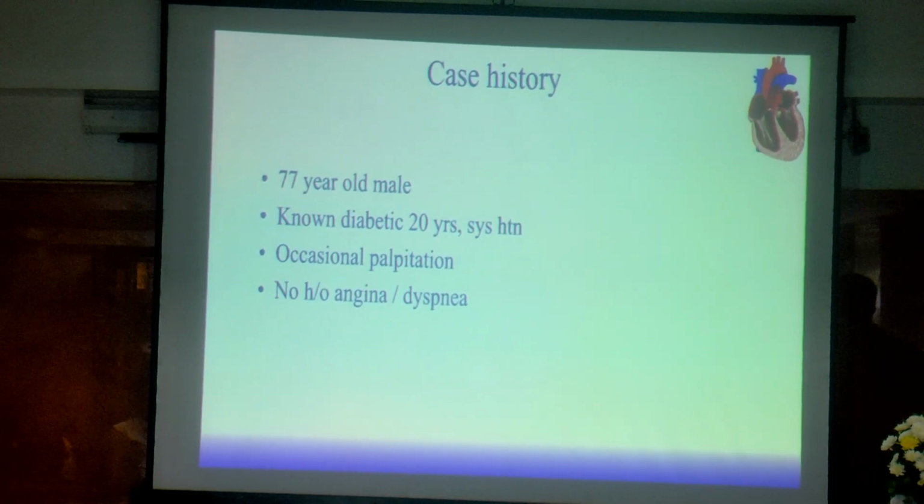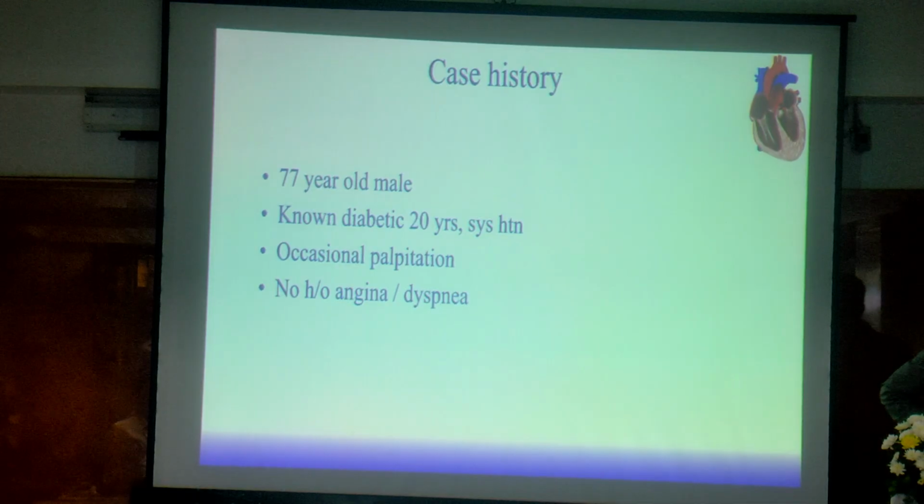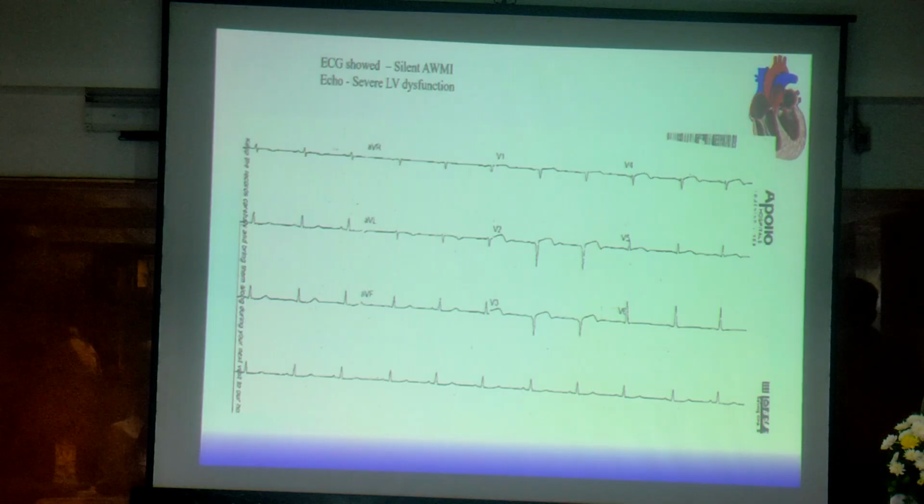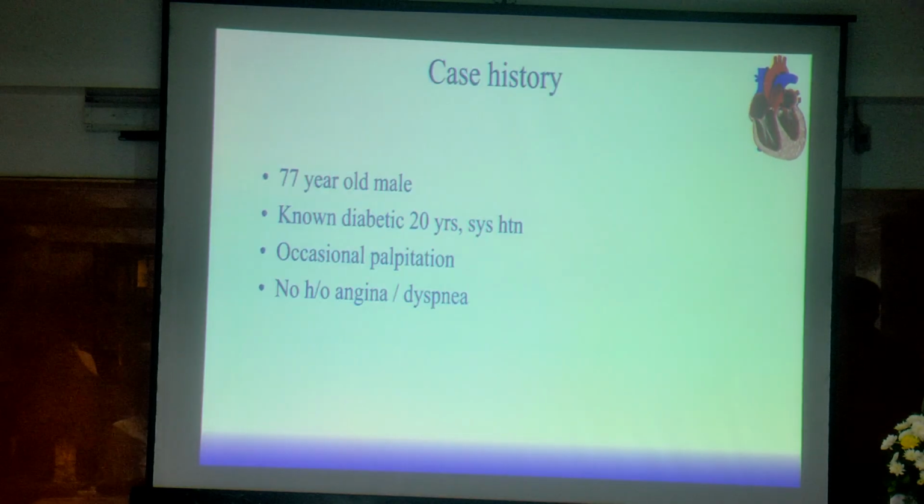This is one of our patients who was an elderly male, diabetic for 20 years, hypertensive. He's basically asymptomatic except for some occasional palpitation. There are no other symptoms. So no angina, no dyspnea. He's fairly alright with limited activities. He came for a regular checkup, and when he went to a diabetologist, an ECG was taken. This was the ECG.